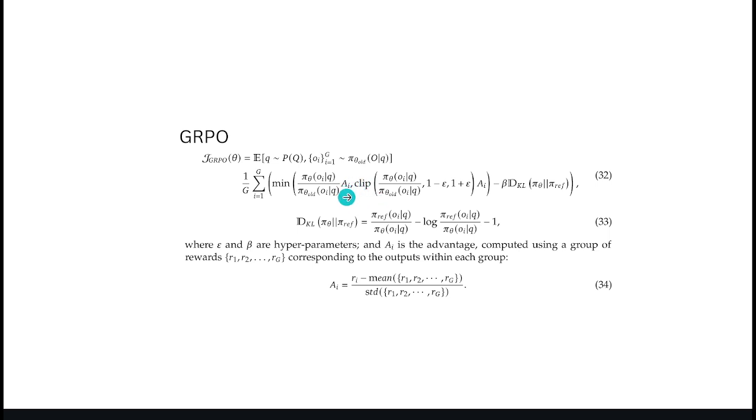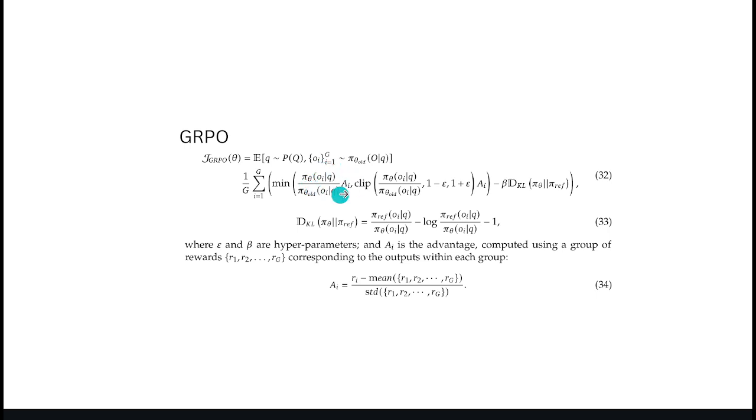So maybe the advantage A_i can be positive or negative. In either case, most of the time we want it to be π_θ(o_i) divided by π_θ_old, times A_i. This is the thing we want to compute, and we sum them all together and multiply by 1 over G. That is a mean. We want to compute the mean of it.